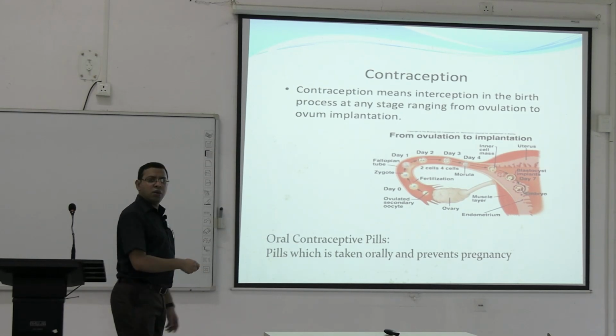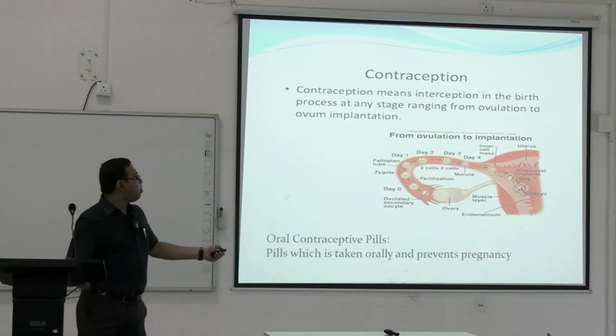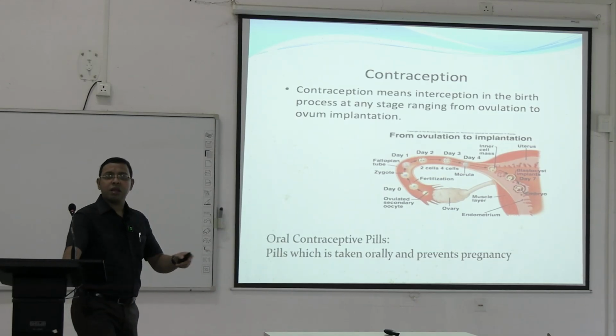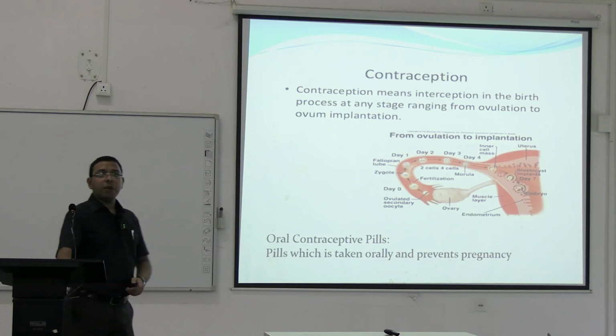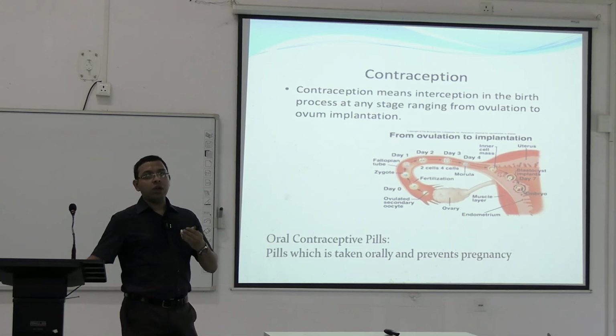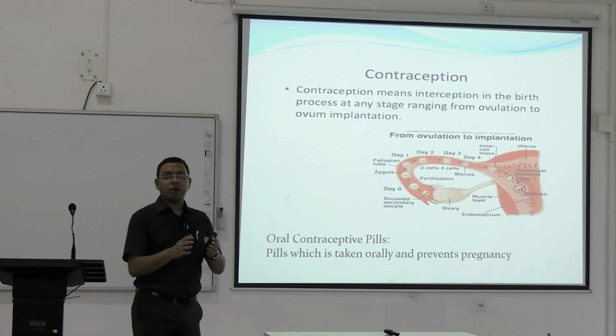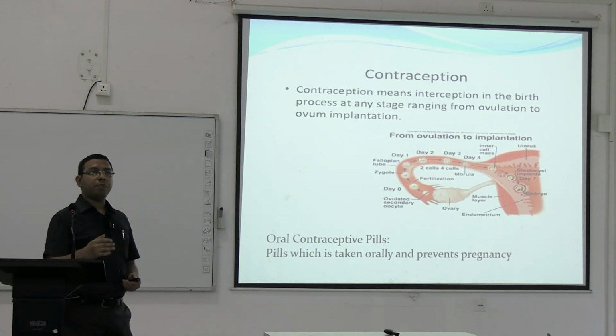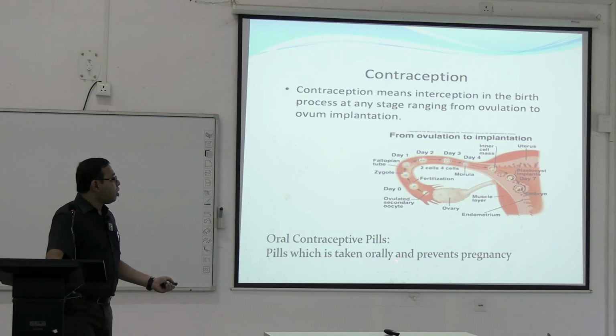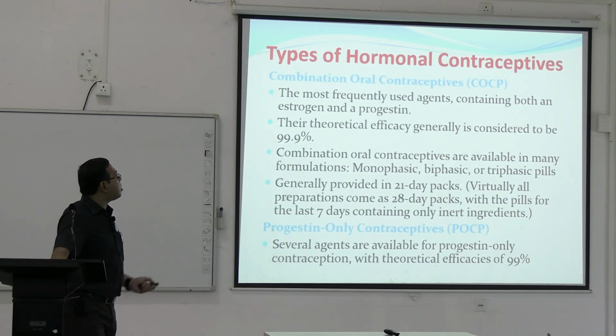You can see from this physiology the different days and how the blastocyst implantation happens. You just revise this. Okay. The oral contraceptive pill is easier to use, and there are different other contraceptives also. We will come to this, injectable contraceptives, etc. Oral contraceptive pills are easier to use, taken orally, and ultimately prevent pregnancy.